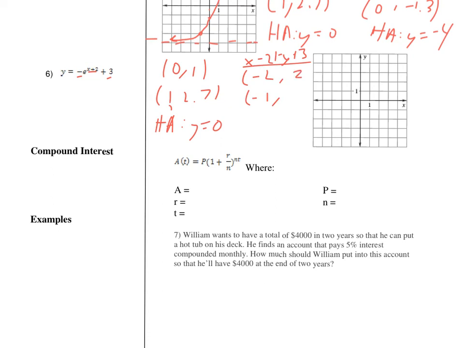So -1 plus 3 is 2. -2.7 plus 3 is 0.3. And then -0 plus 3 is 3. So I got my horizontal asymptote at 3. -2, 2, -1, 0.3. So that's going to be looking like this.